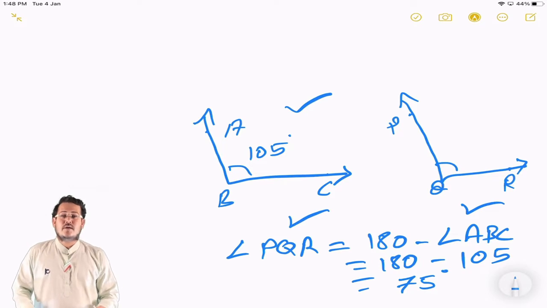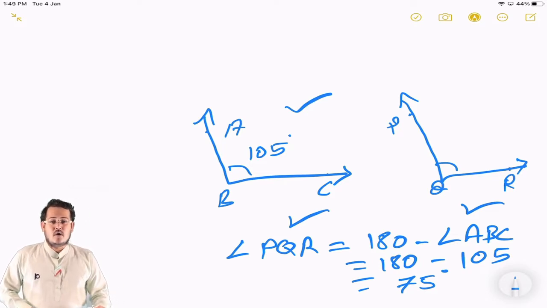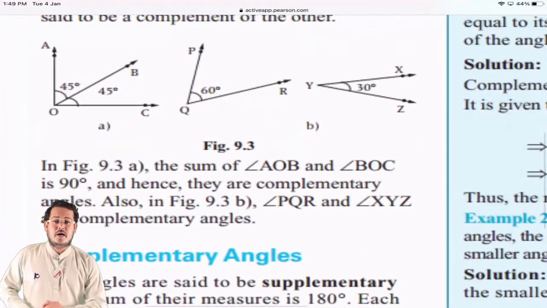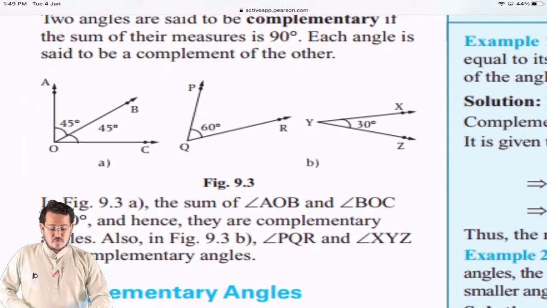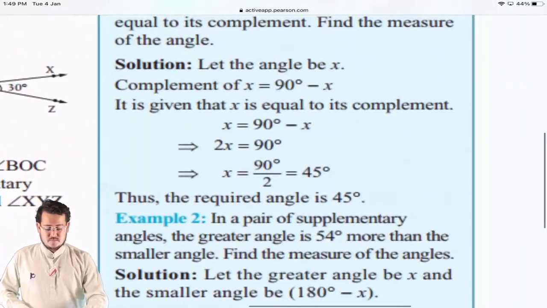So this way we can find out the supplementary angle of the other angle which is not given, where the sum of the measurements of the supplementary angles is 180 degrees. I hope both supplementary and complementary are clear to you. Now we will see some examples.